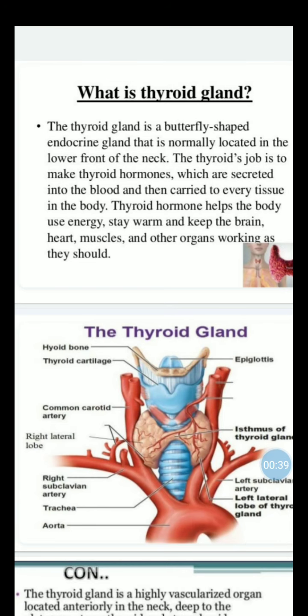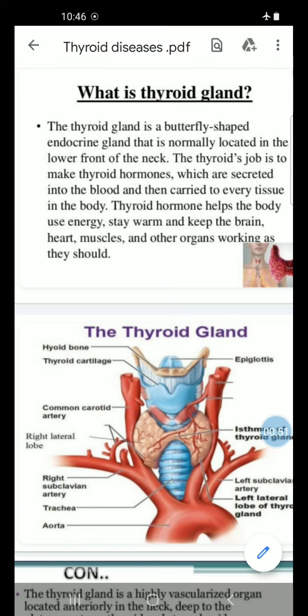What is the role, or the function, of this gland? The thyroid gland makes thyroid hormones, which are secreted into the blood and then carried to every tissue in the body.